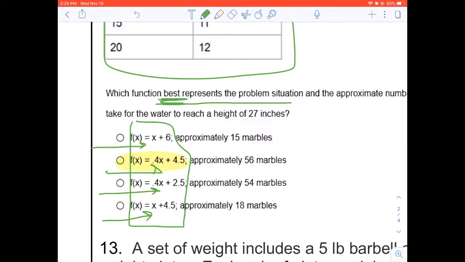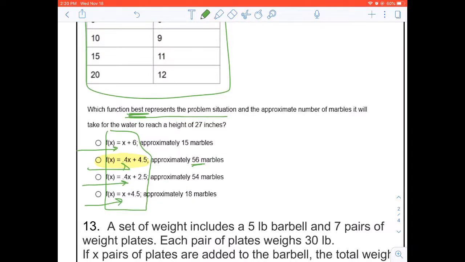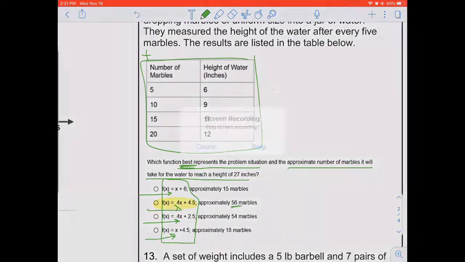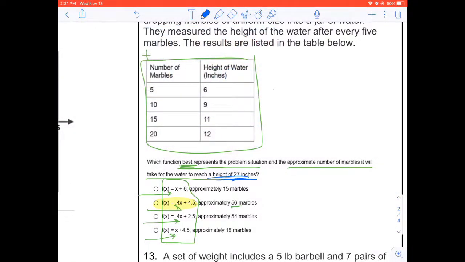Now let's see how we get this 56 marbles. So it says, approximate the number of marbles it will take for the water to reach a height of 27 inches. So where will the 27 inches go? 27 inches is talking about the height. So should it go here or on the other column? And the answer is that it goes in the one that says height of the water. So I want a 27 in that y column.